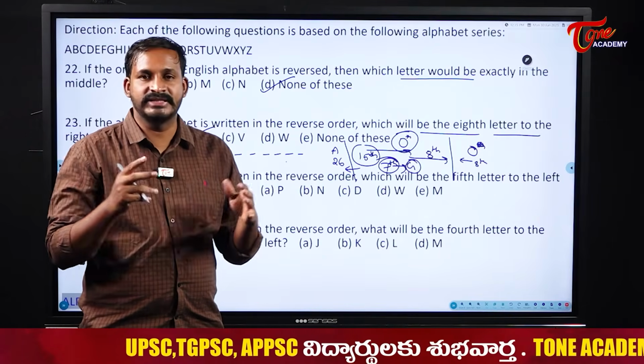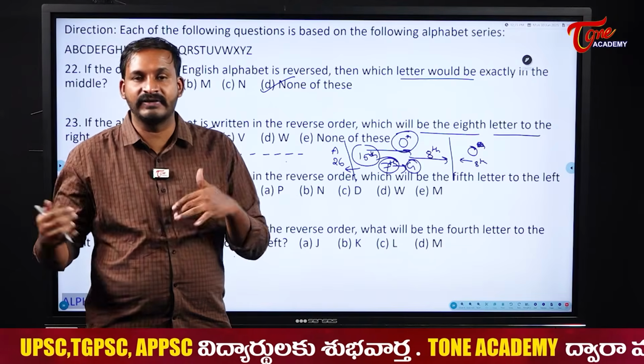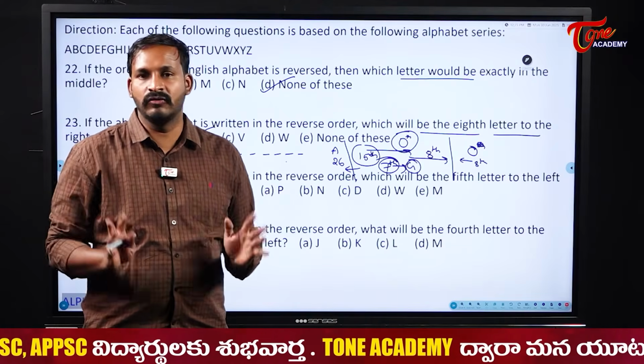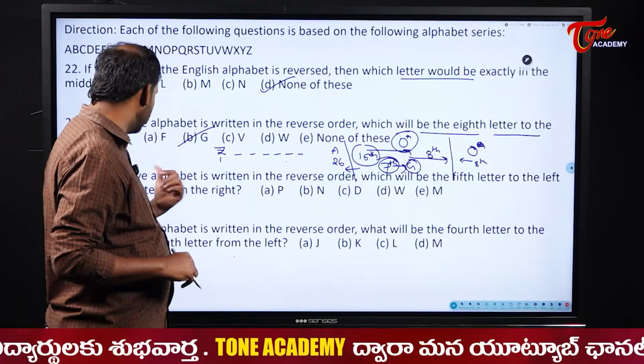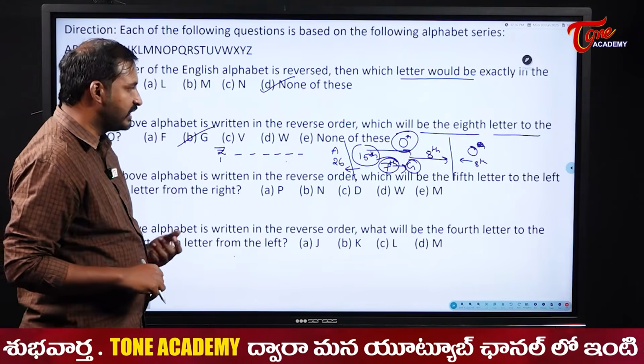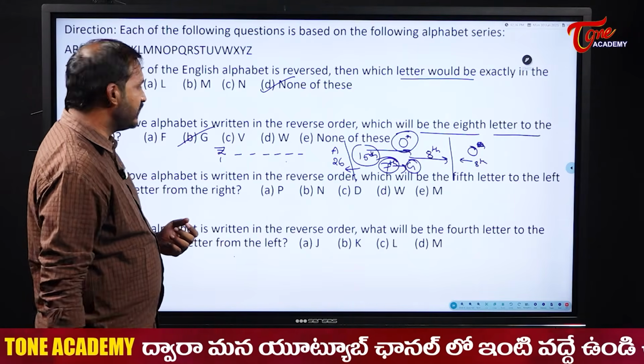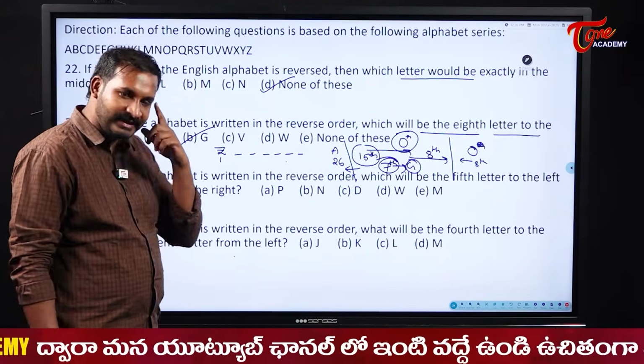Okay, I am simply changing my approach. Instead of finding the left, I am finding the right. That is the only difference which we will make here. Next one. In the above alphabets written in reverse order, which will be the 5th letter to the left of the 9th letter from the right?